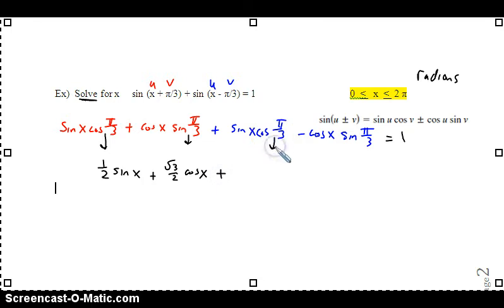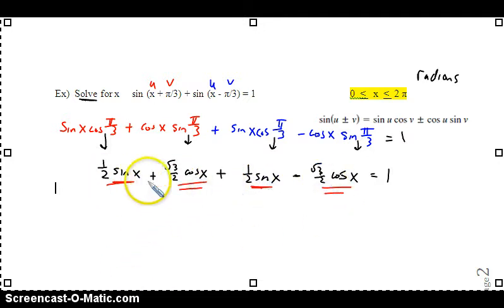Again, do this part first. Cosine of pi over 3 we already said was 1/2. Bring down your minus sign. Do this part next. Sine of pi over 3 was square root of 3 over 2, and then bring down the cosine of x. So what I'm noticing is I've got a couple different sets of like terms. I've got some sine of x's, and then I've got some cosines of x's. Half plus half makes 1, so this is 1 sine of x. Square root of 3 over 2 cosine of x minus square root of 3 over 2 cosine of x will actually cancel each other out. And so now this whole thing equals 1.